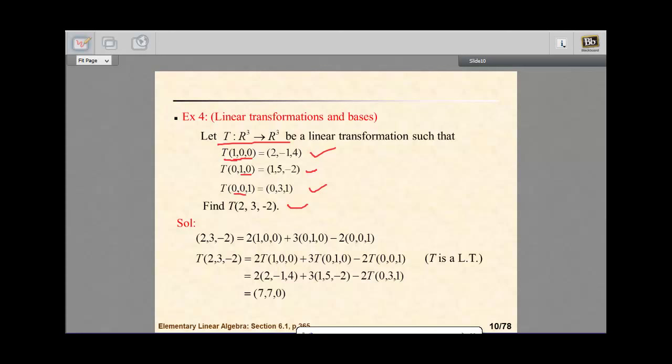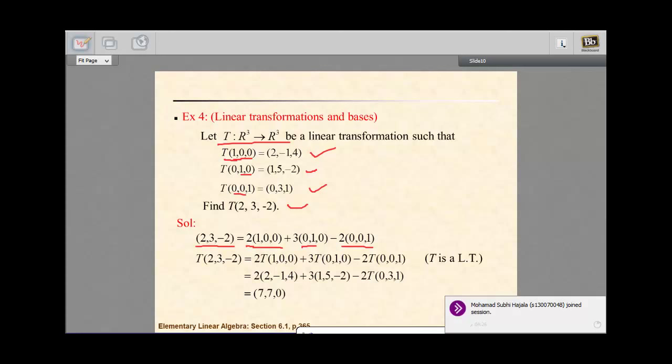So how can we find it? Before going to solve this, we have an idea that we can write (2, 3, -2) in this way: 2 times (1, 0, 0), 3 times (0, 1, 0), and -2 times (0, 0, 1). So the question is, can we write it in this form or not?